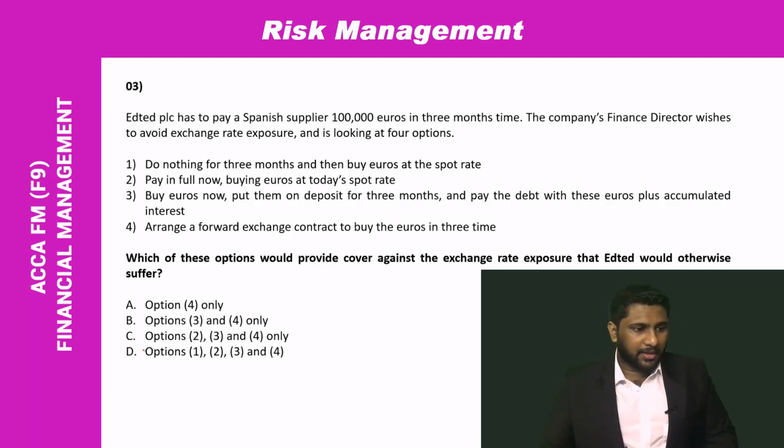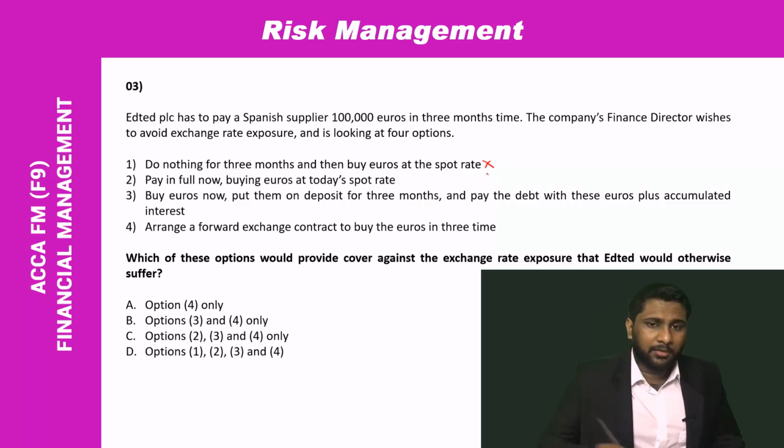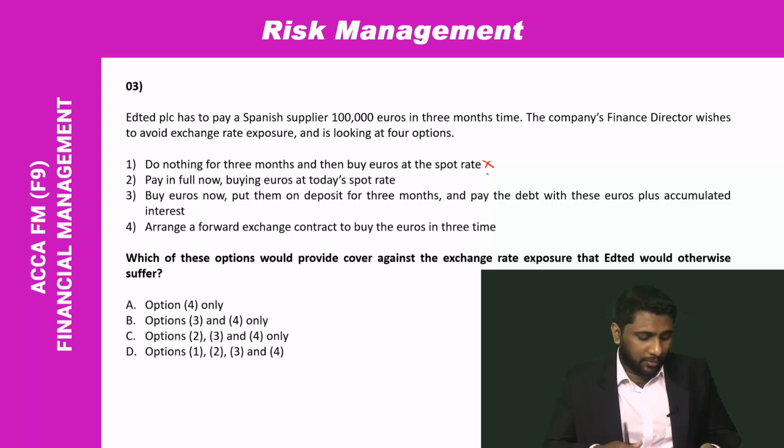EdTech PLC has to pay a Spanish supplier 100,000 euros in 3 months' time. The company's finance director wishes to avoid the exchange rate exposure and is looking at options. First: do nothing for 3 months and then buy euros at the spot rate. No, if you do nothing, that is where you will get exposed to foreign exchange risk. So that is a wrong statement. You can't just wait, you have to do something. You have to proceed with forwards, futures, options, or leading and lagging, or asset and liability management, some technique you have to use.